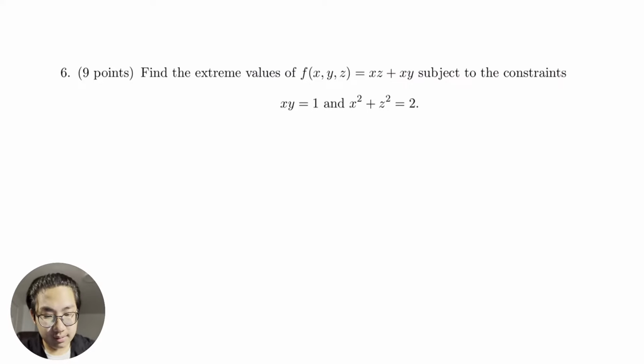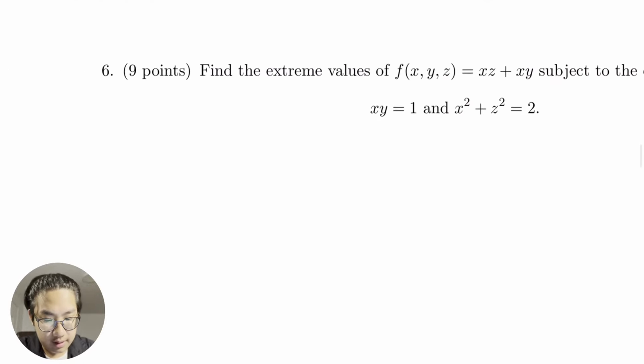Question 6, we want to find the extreme values of f of x, y, z is equal to xz plus xy, subject to these constraints. So of course, this is a Lagrange multipliers question. We are looking for extreme values, and we have our two constraint functions. So first, we need to find the gradients of each of these functions here, and of course, we'll label g and h accordingly. So we'll do that first.